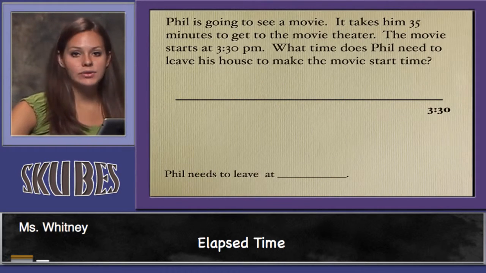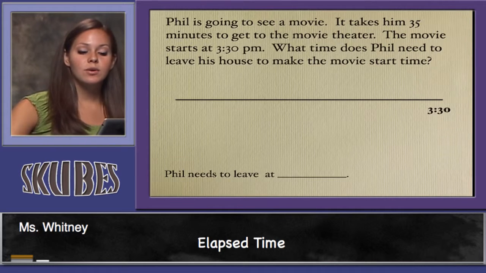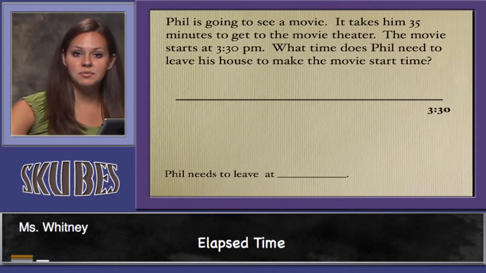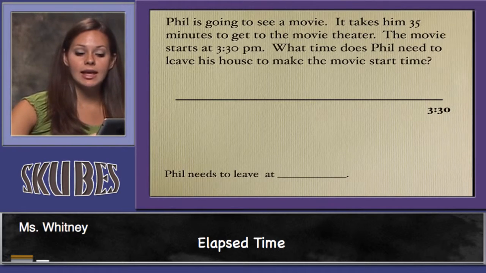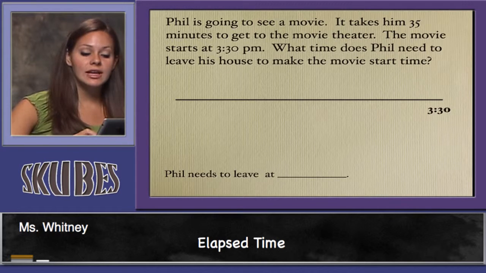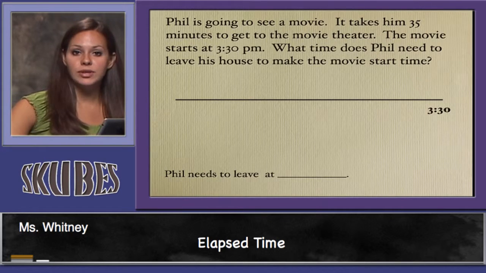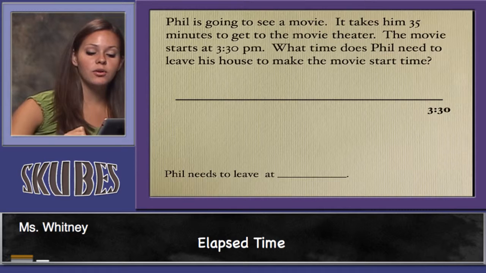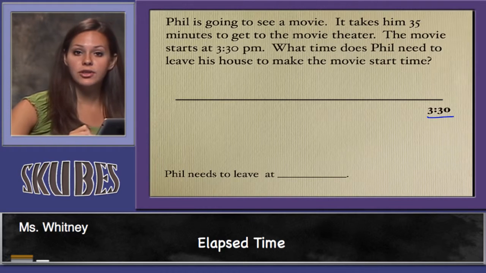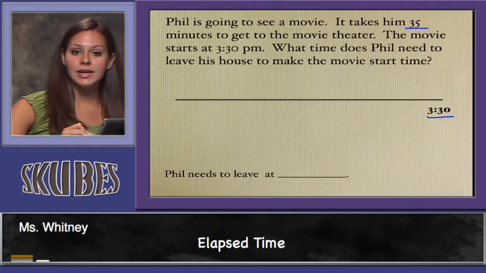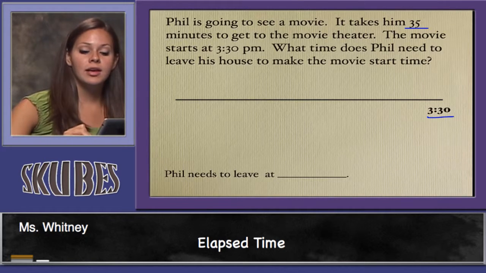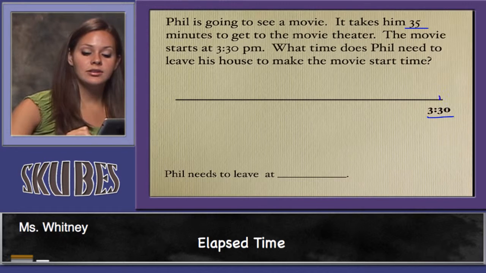Here's another one where we have to work backwards. Phil is going to see a movie. It takes him 35 minutes to get to the movie theater. The movie starts at 3:30 p.m. What time does Phil need to leave his house to make the movie start time? So we know the movie starts at 3:30 p.m. It takes him 35 minutes to get to the movie theater. So let's count backwards 35 minutes.